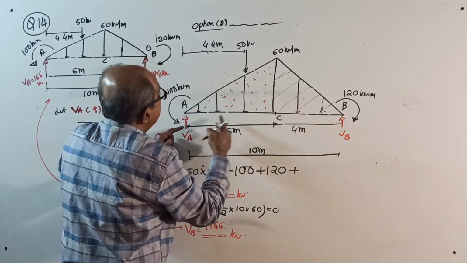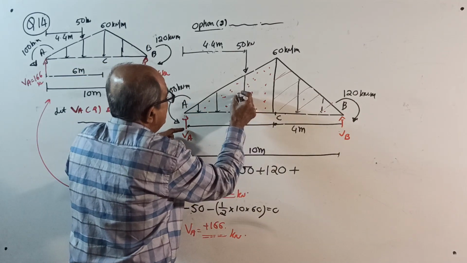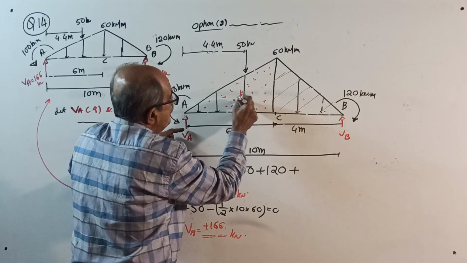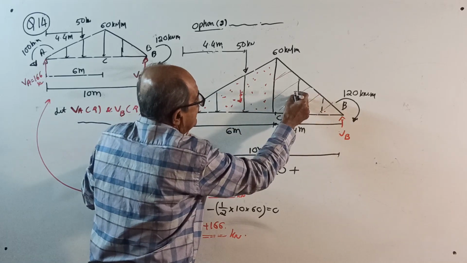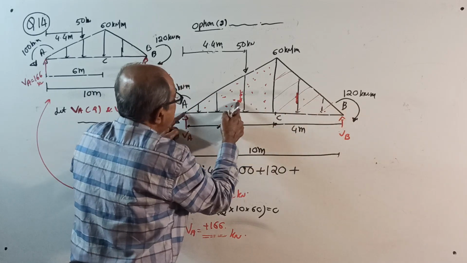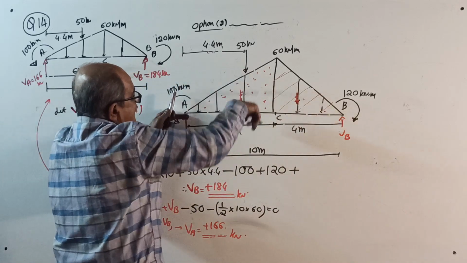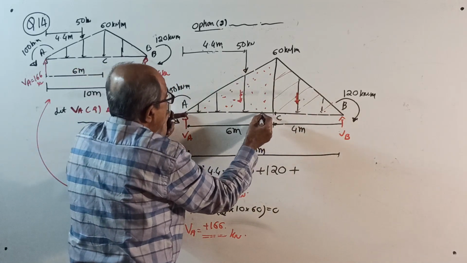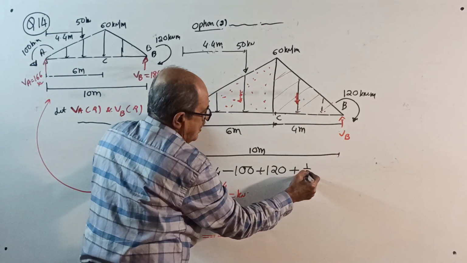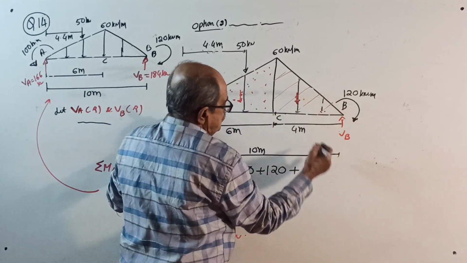This is 6 meter. Resultant will be somewhere here, this load. This will be somewhere here. This is 2 by 3, this is 1 by 3. That much you should have common sense. Okay, start. Plus total load from A to C, half into 6 into 60.